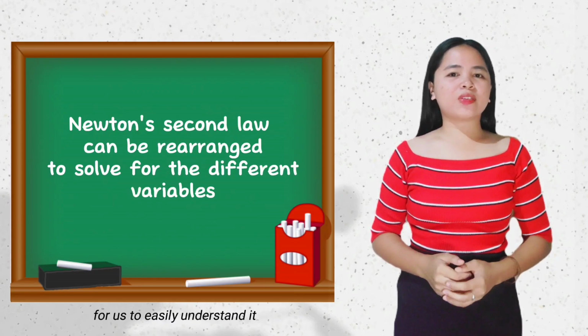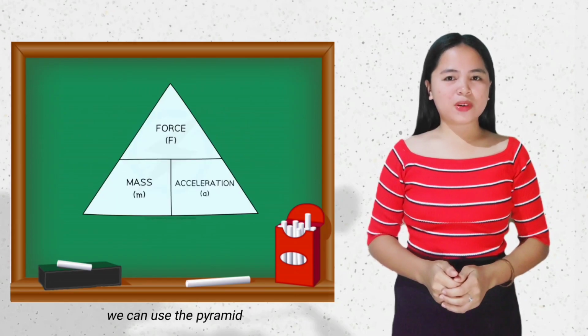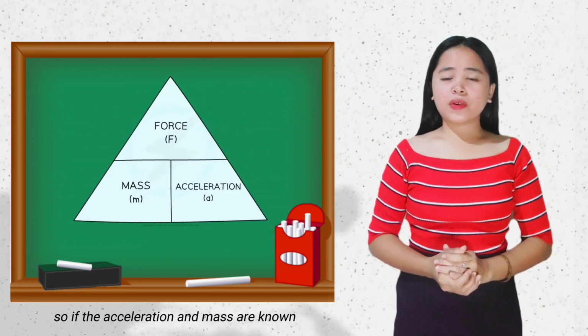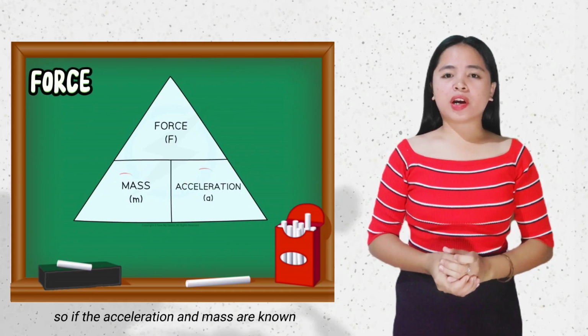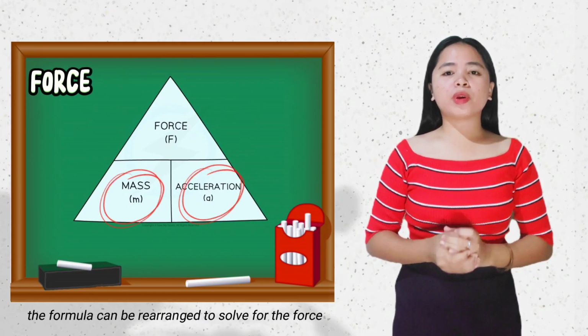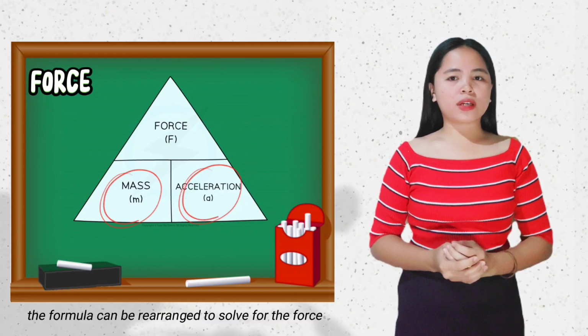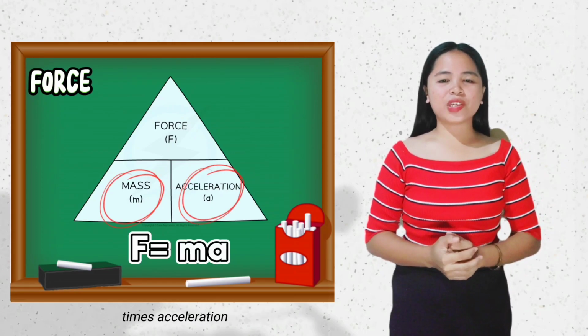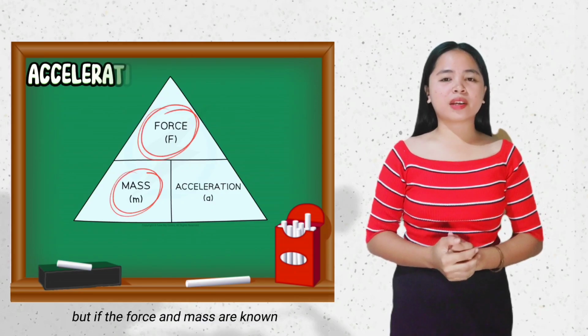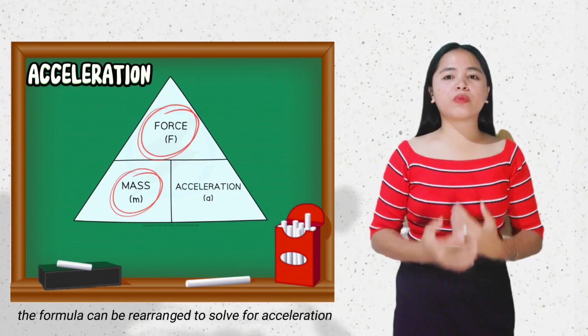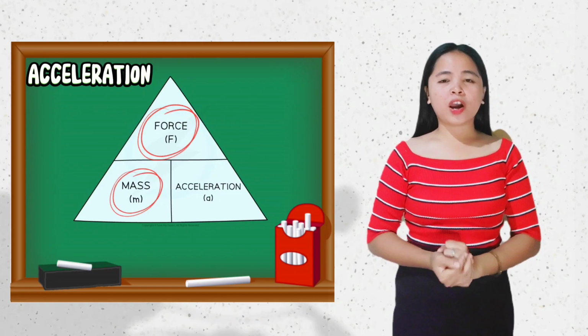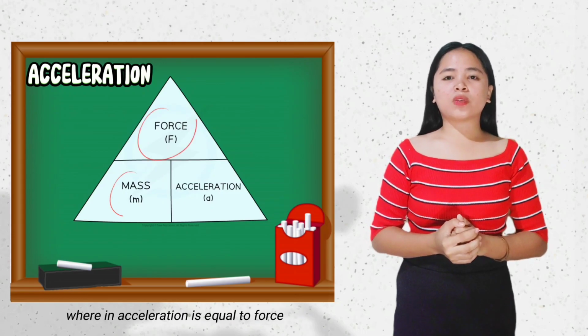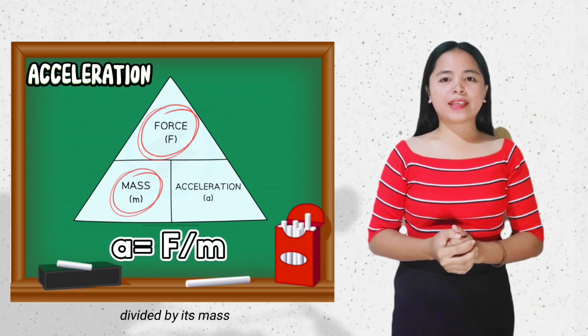Additionally, Newton's second law can be rearranged to solve for the different variables. For us to easily understand it, we can use the pyramid. So, if the acceleration and mass are known, the formula can be rearranged to solve for the force. The formula for the force will be mass times acceleration. But if the force and mass are known, the formula can be rearranged to solve for acceleration, wherein acceleration is equal to force divided by its mass.